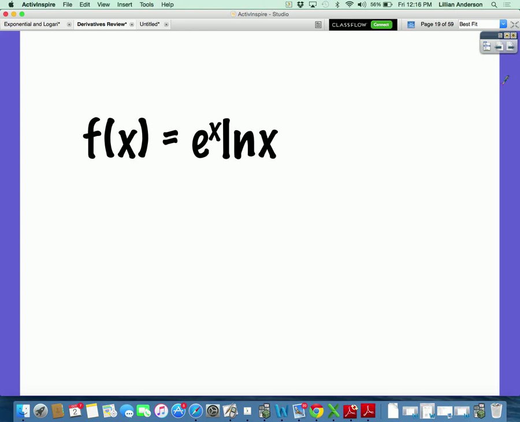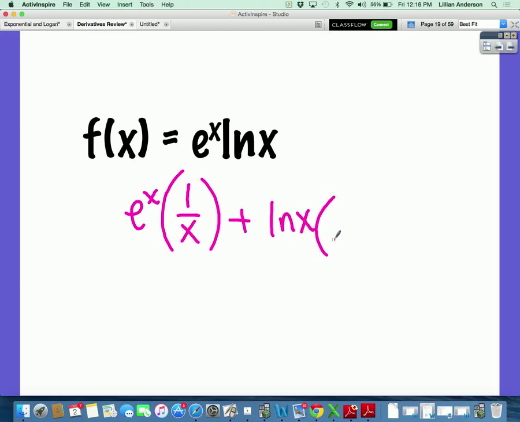Let's do this one. What am I going to have to apply here? Product rule, because this is e to the x times ln of x. So the product rule says first times the derivative of the second, which is 1 over x, plus the second times the derivative of the first, which is e to the x.